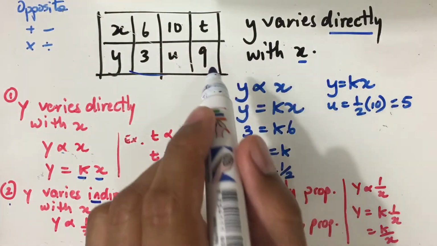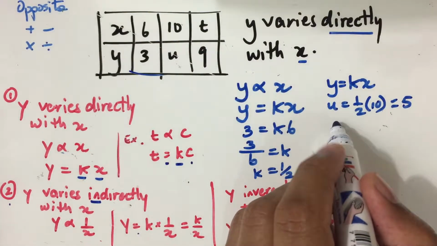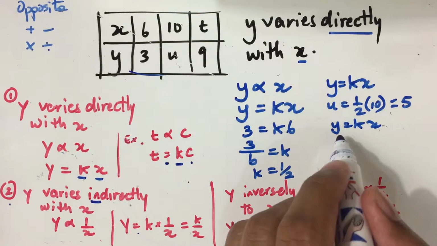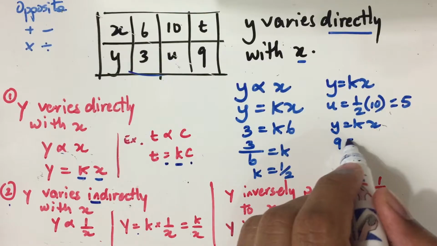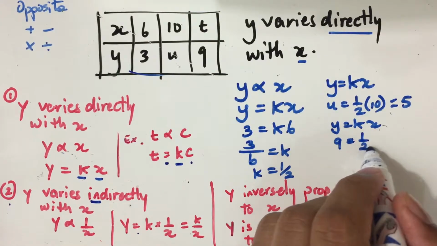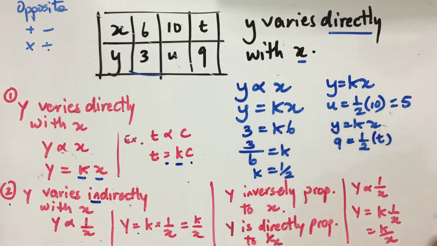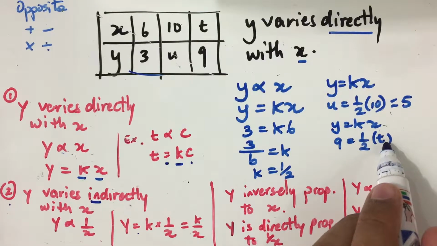Now let's look at the last column. We have x is equal to t and y is equal to 9. So then again, y is equal to k times x. Y is equal to 9, k is equal to a half, and x is equal to t.